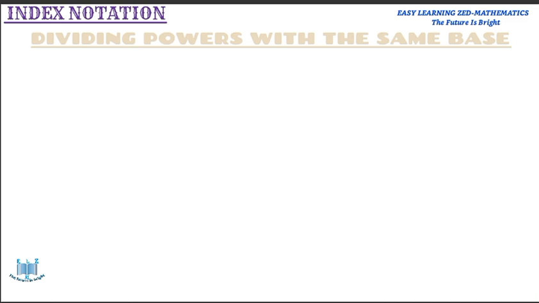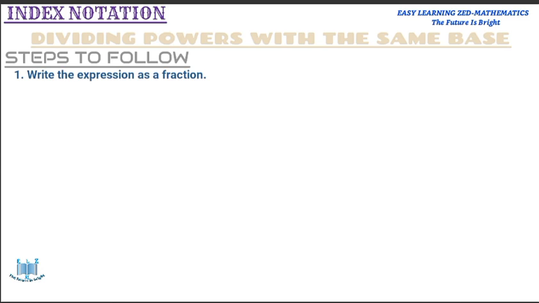We start with the steps you need to follow. The first step you need to take is to write the expression as a fraction. If you're given an expression in horizontal form, you write it as a fraction. If it's given as a fraction, then you don't need to do this first step. Just go on and work it out.